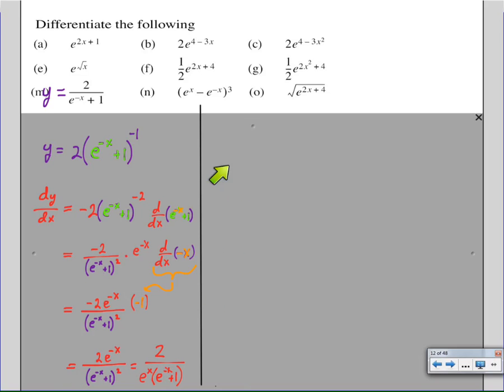I just wanted to explore what happens if we decided to use the quotient rule. Totally an acceptable option here, as long as we remember to apply the quotient rule correctly. So remember, it's ho-de-hi minus hi-de-ho over ho-ho. And just to highlight here, this is the ho. So it's, oh, hold on a second. The red is the hi, and the green is the ho, so we have ho derivative hi minus the hi, which is the 2, derivative of e to the -x plus 1 over e to the -x plus 1 squared.